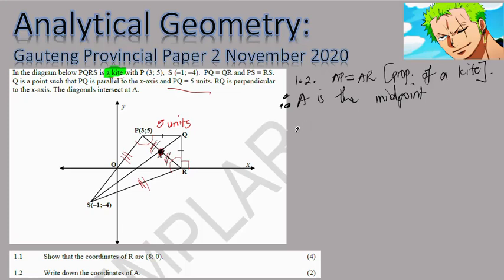So now coordinates of A, we find them by the midpoint formula, in which the midpoint formula says I must take x at P plus x at R, divide them by 2, and then have y at P plus y at R, then also divide these ones by 2. Then I want to write the coordinates that I'm talking about.